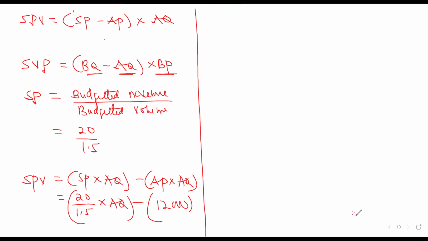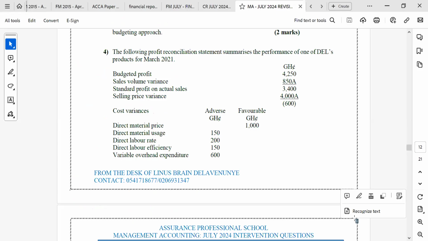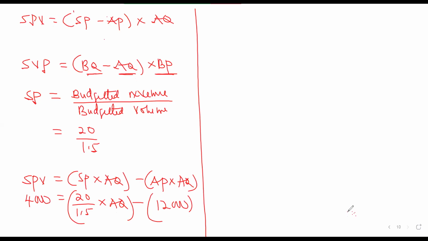Revenue relating to sales, if it is adverse, it is always positive. So how much are we having there? 4,000. So let's now work to expand. Can we say that this is the same as 1.5 multiplied by 4,000 is equal to 20 AQ minus 12,000 multiplied by 1.5? Is that correct?